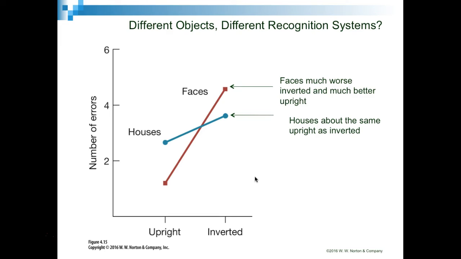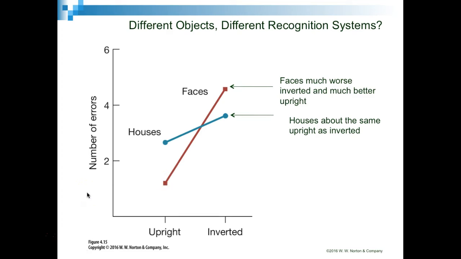Now, let's get back to view dependent and view independent. This is a graph from the book, and it shows that when we present faces upside down or right side up, we have a higher cost of inversion for faces as compared to houses. In other words, if we see a house upside down, it slows us down a little bit, but not so much. If we see a face upside down, it slows us down a lot relative to how fast we are at faces. A couple of interesting things in this graph.